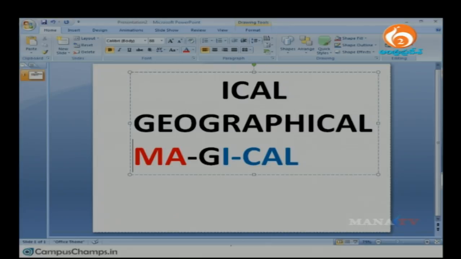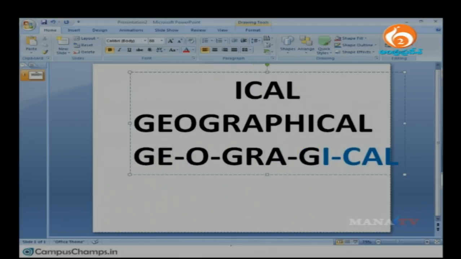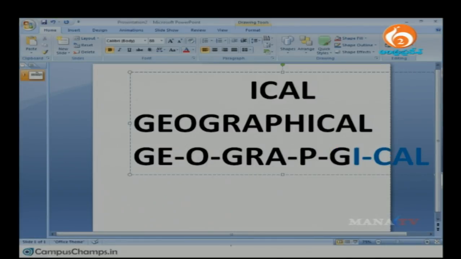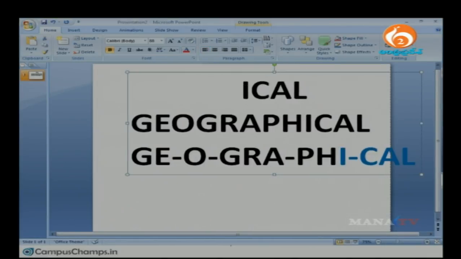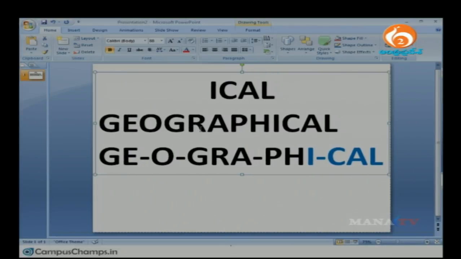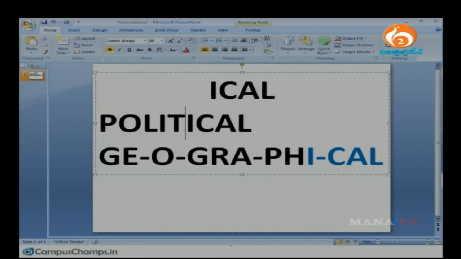Geographical. How many syllables? Geographical or geographical. So my third last syllable is GRA. Geographical. That's why I'll stress on geographical. Another word, political.